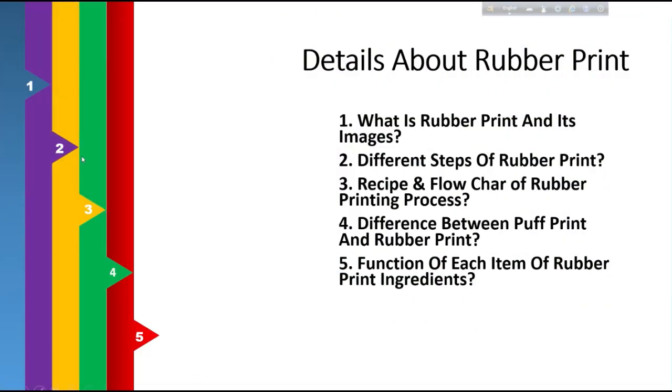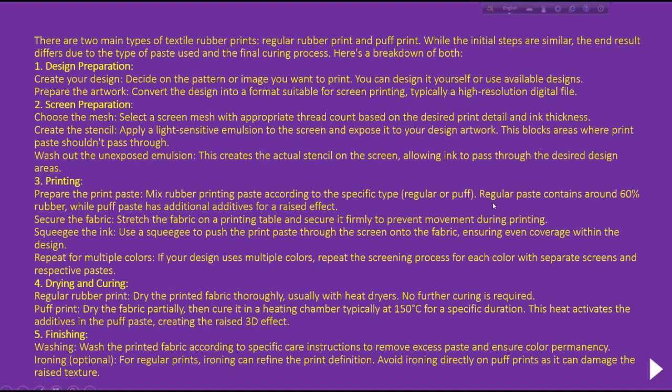Next is different steps of rubber print. Here also involve 5 stages of printing. First step is design preparation, second step is screen preparation, third is printing, fourth is drying and curing, fifth is finishing.